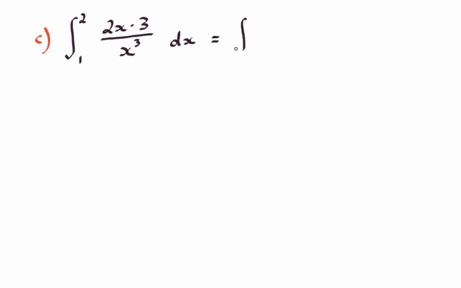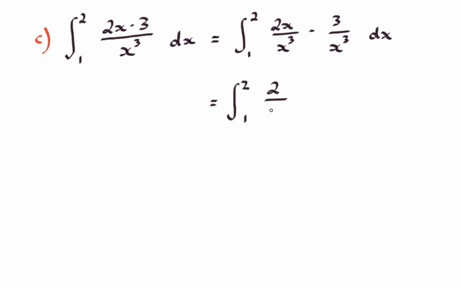Before we even attempt to evaluate the integral, we're going to split this into 2x over x cubed minus 3 over x cubed. And then we can simplify the first term. The x on the numerator will cancel with one of the x's on the denominator, and so we get 2 over x squared minus 3 over x cubed.